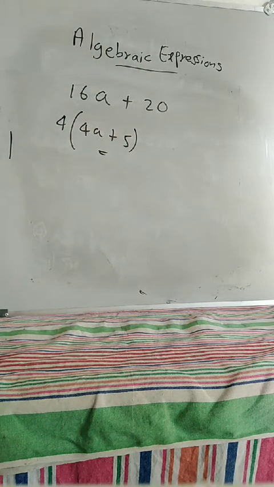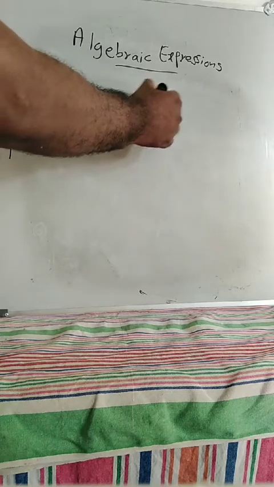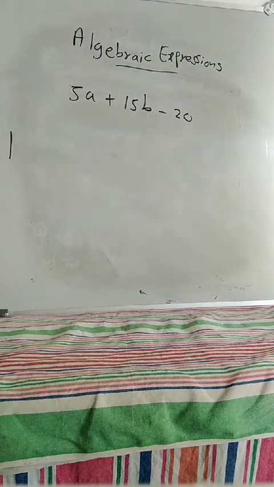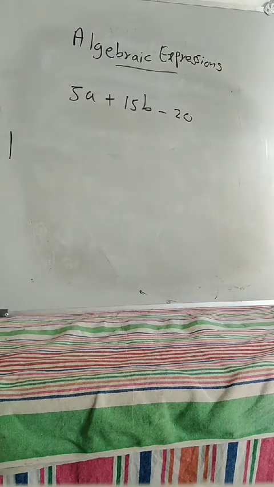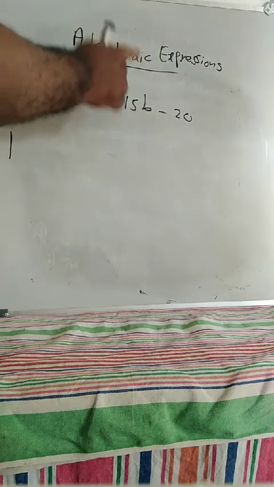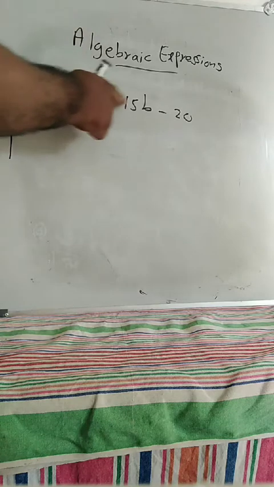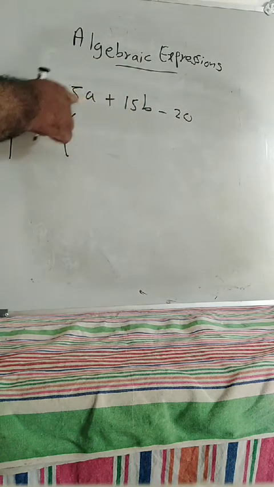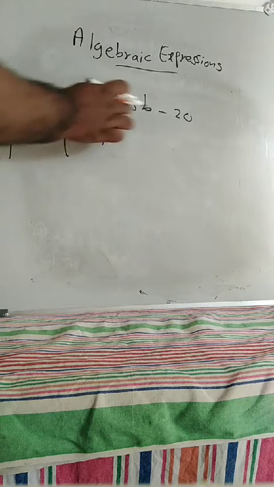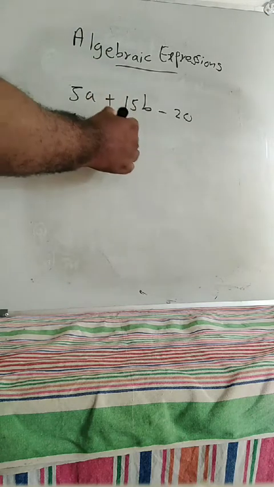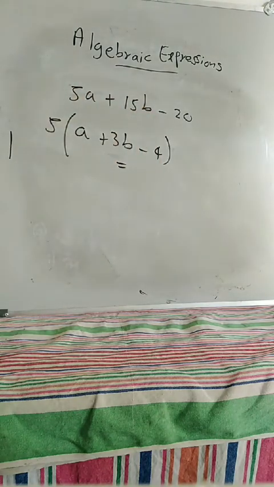Right, another one. 5a plus 15b minus 20. Now 3 terms are there in this example. Then 5, 15, 20. Tell me, what is the common factor of all of these? Yes, very good. 5 is common. Then 5 common, bracket: 5a divided by 5, the 5s cancel, a remains, plus 15b divided by 5 is 3b, minus 20 divided by 5 is 4. This is the final answer. Understand? Another one.